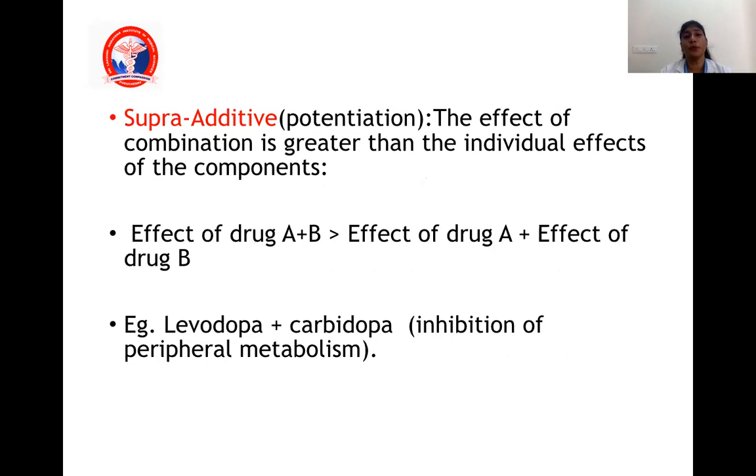Second is supra-additive or potentiation, which means the effect of the combination is greater than the individual effects of the components. So the effect of drug A plus B will be more than the effect of drug A and the effect of drug B. Example: levodopa and carbidopa. Where are we giving levodopa and carbidopa? Yes, for Parkinsonism.